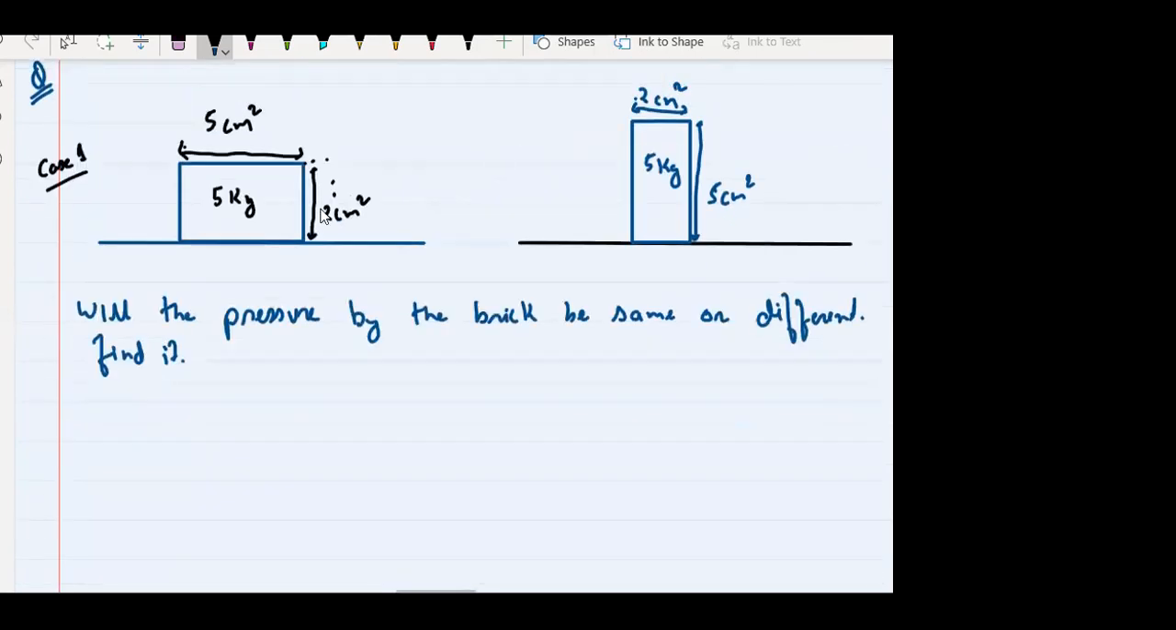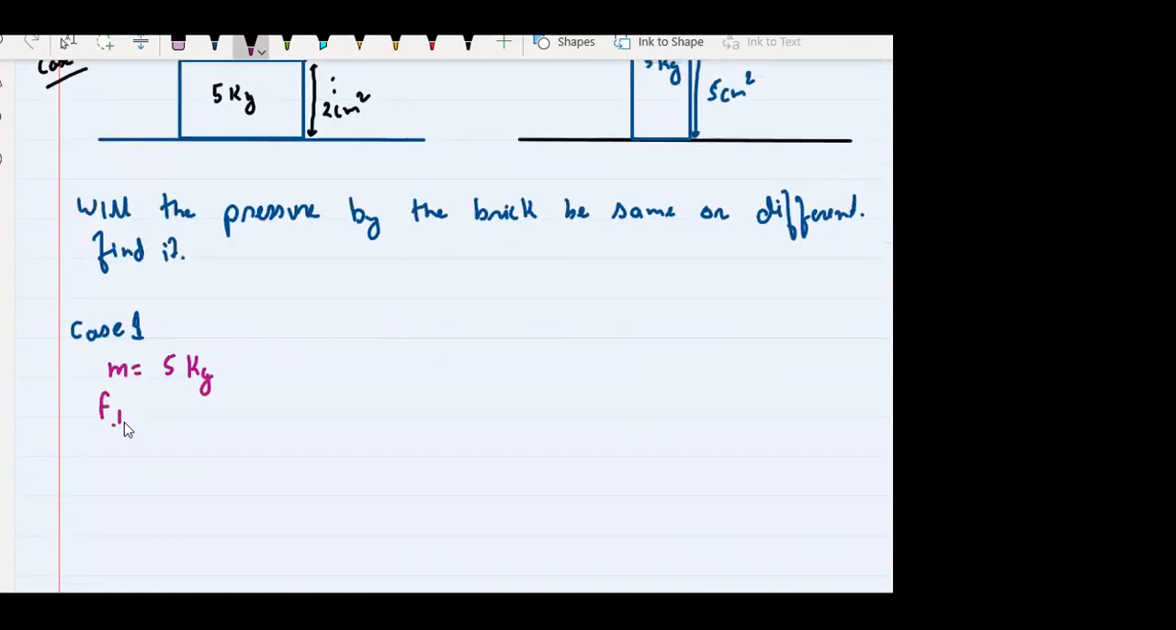So let us take case one. Understand this first, everyone. What is the mass of the object? Write down the information. Mass is equal to 5 kg. So what is the gravitational force? What is the F perpendicular?